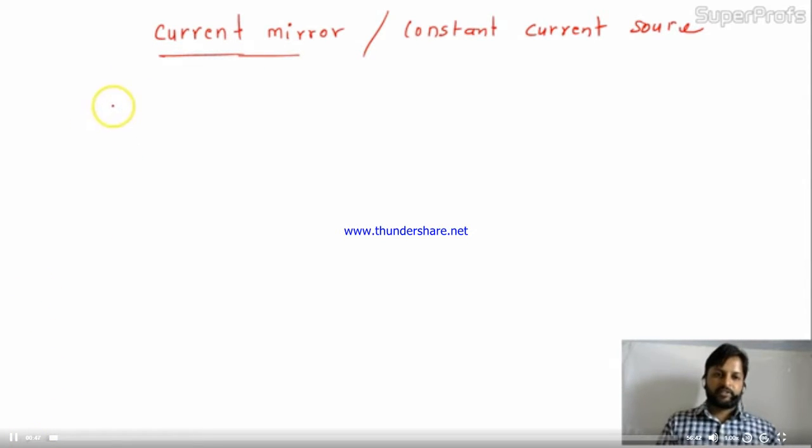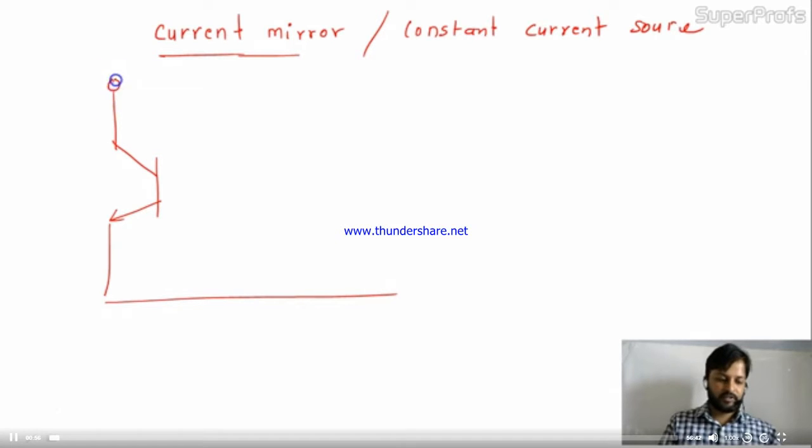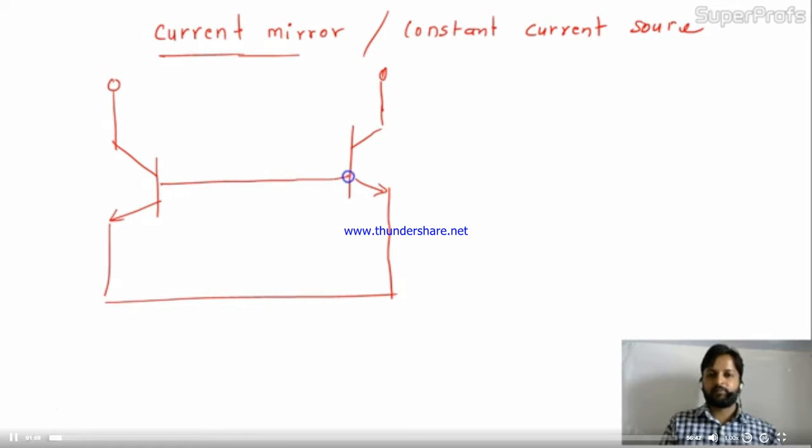The circuit for the current mirror is, you can see over here, perfectly fine. They are common to each other. This is the collector terminal of the Q2. Two transistors will be connected in this way, and this will be common for both of them. Here the collector and base will be connected over here.